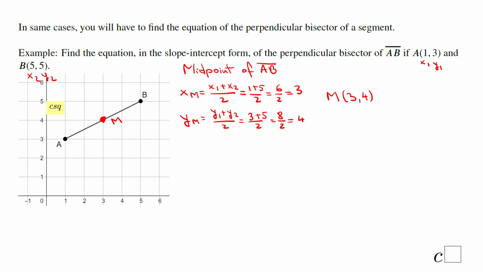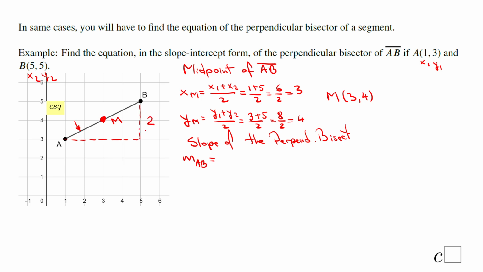So that is the first step, but then my next step will be to find the slope of the perpendicular bisector. How do you do that? How are we going to find the slope of the perpendicular bisector? Remember, the perpendicular bisector is perpendicular to AB. So I'm going to find the slope of AB. And in this case, since I have the picture, I'm going to use the picture, or you can use the slope formula if you want.